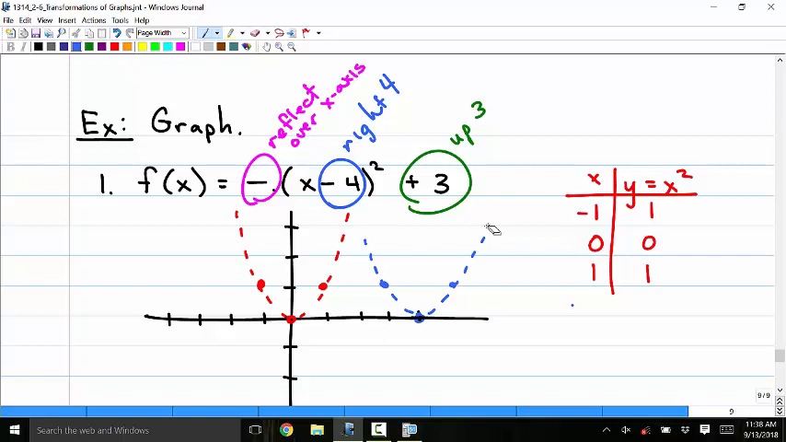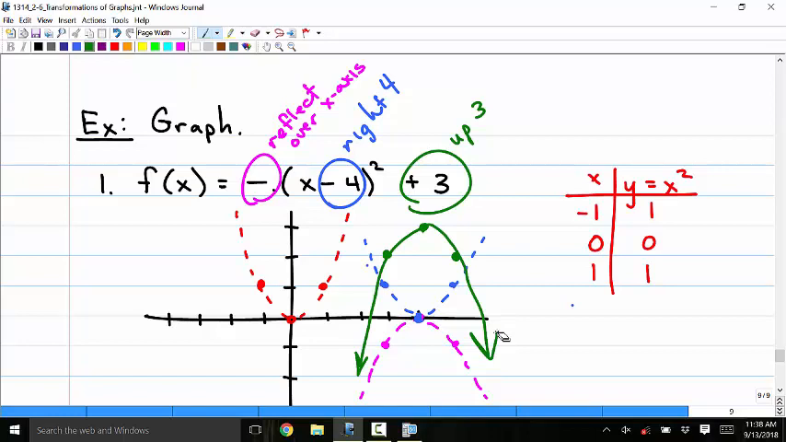Then I want to reflect it. Take the blue one and reflect it over the x-axis. With my reflection, I'm now there. One more thing to do to that graph. The green, move it up 3. 1, 2, 3. The graph I want is that green one.